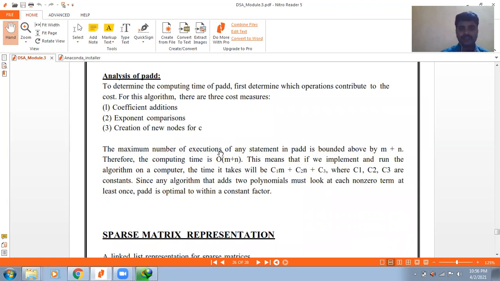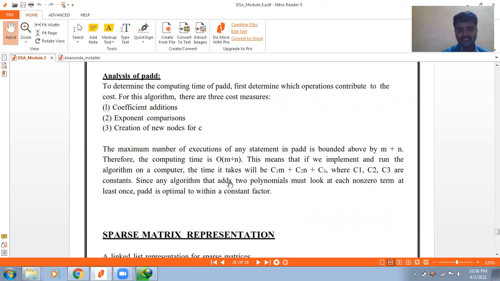The maximum number of executions of a statement in polynomial adding is bounded above by m plus n. Therefore, the computing time is O of m plus n. This means that if you implement and run the algorithm on the computer, the time taken is C1n plus C2n plus C3, where C1, C2, C3 are constants.